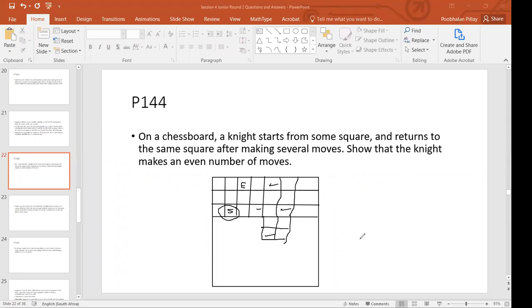So he makes a number of moves. Right? We don't know how many. But he comes back to the original square. Now the question is, show that he makes an even number. Okay, I'll leave the floor open. Guys, you can put your mics on and let's see if anybody can argue this out?